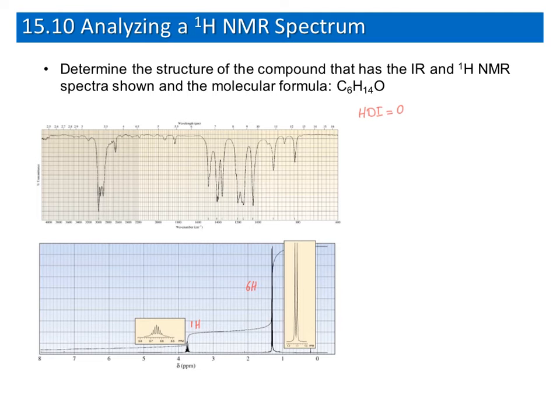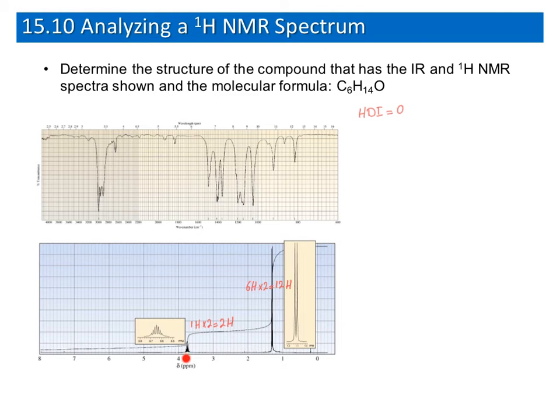So what we can do, we can multiply each of these numbers by 2. So that gives me 2 hydrogens, and this one gives me 12 hydrogens. Now if I add them together, we are going to have 14 hydrogens, which matches the molecular formula. Now let's look at each signal and see what sort of information we can get from each of these.